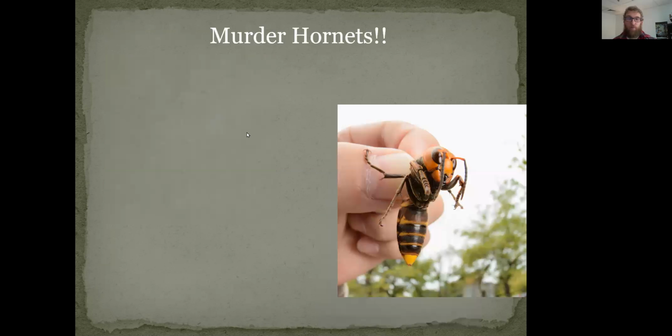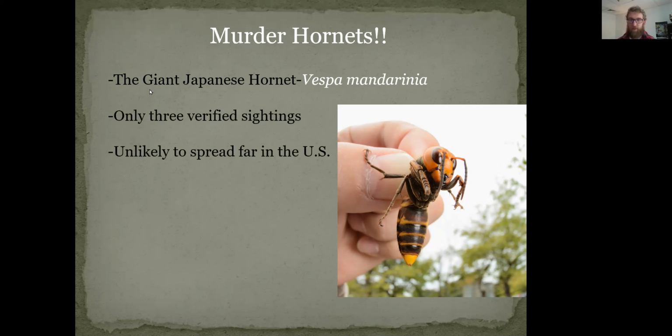Now, I would be remiss as an entomologist if I didn't talk about the murder hornets, since they've been all over the news lately. And it's a good story, but I'm going to get into the facts a little bit. So it's the giant Japanese hornet. If you've seen it on some of the documentaries, they're known for attacking honeybee populations and massacring them to get to the grubs.